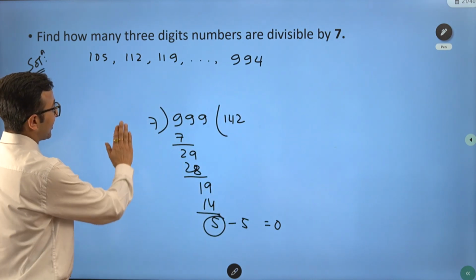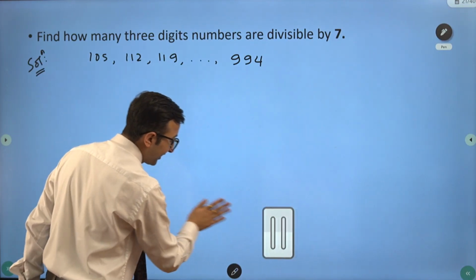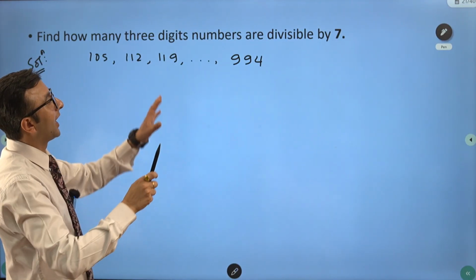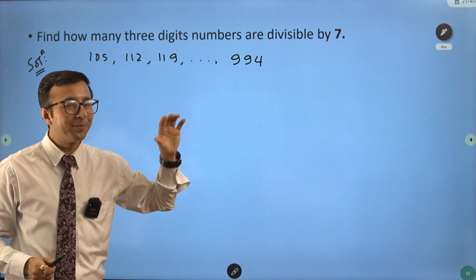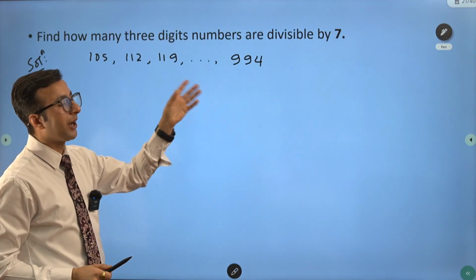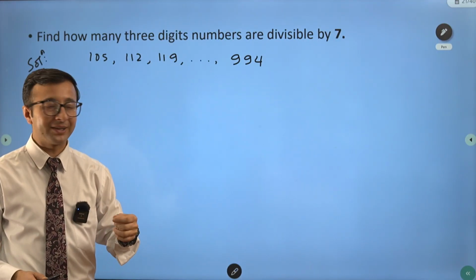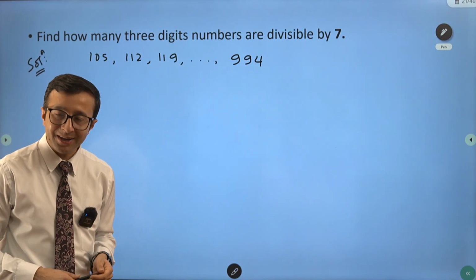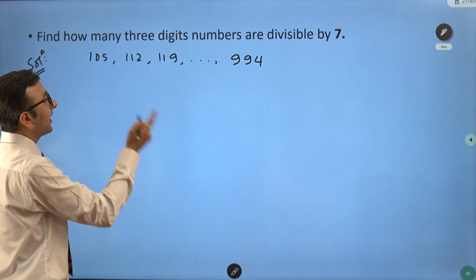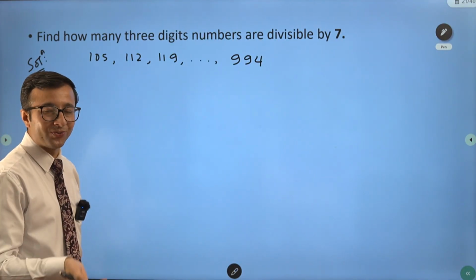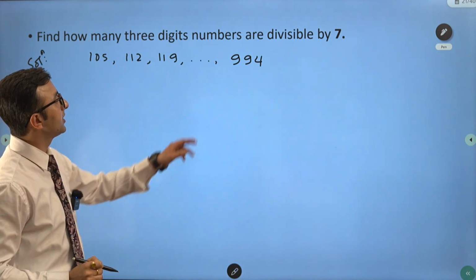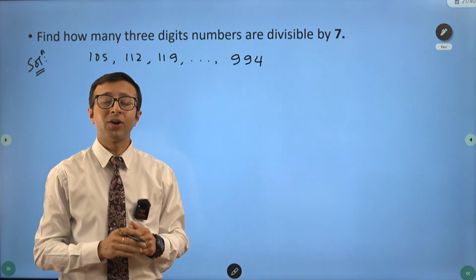So if you see this carefully, we obtained an AP. The question did not say whether it forms an AP or not, but by writing the numbers divisible by 7, we got that this sequence is an AP. Now once we have an AP, it will be easy to find the number of terms. Starting from 105 to reach 994, how many terms are there?